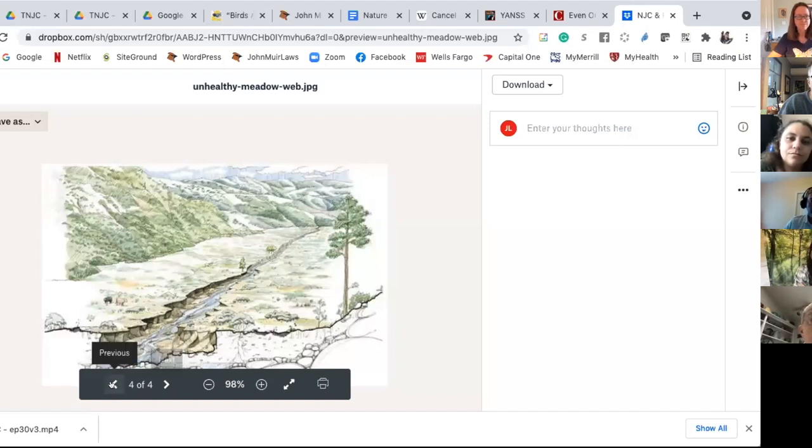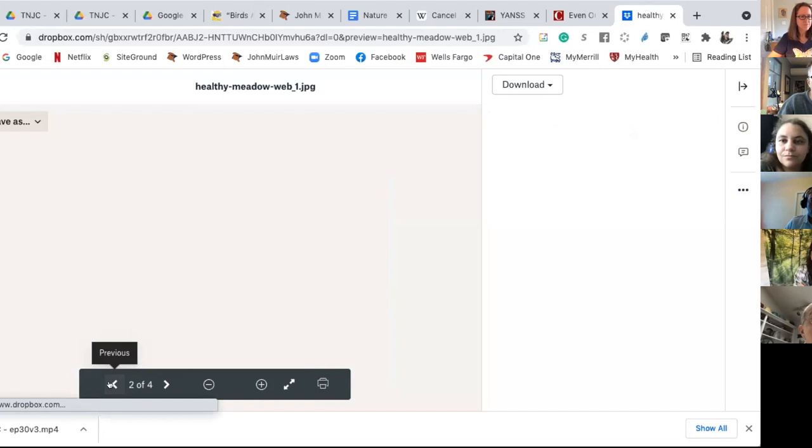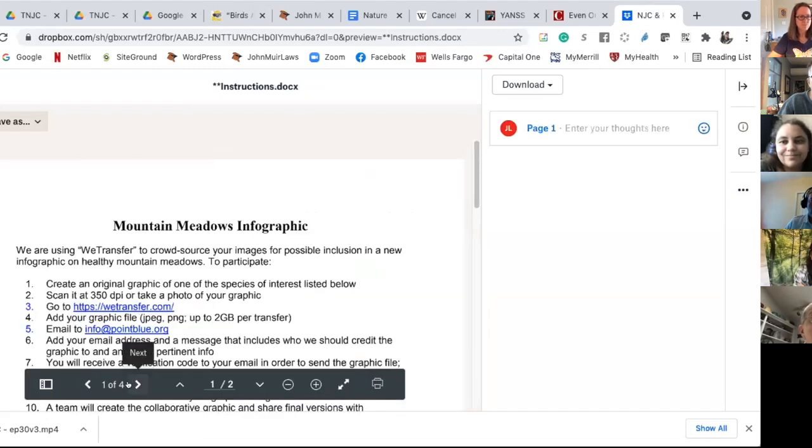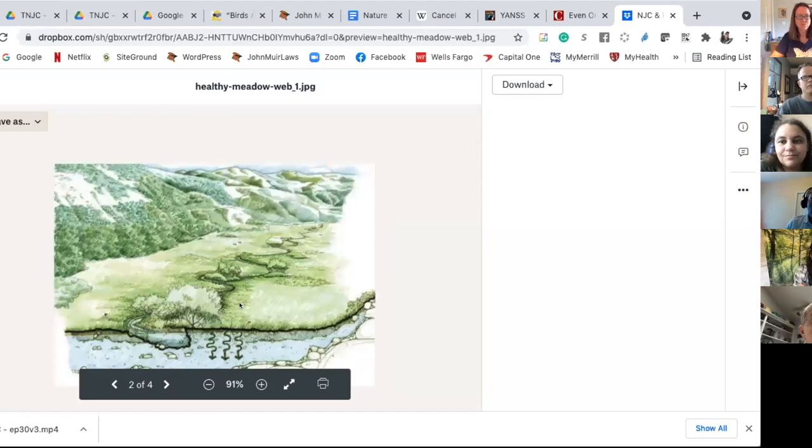And then we're going to look at how we can create a better graphic. Sort of the big picture of what's going on here is that I'm going to just do a little bit of a screen share with all of you for a moment. I'm going to go to 1 of 4. 3, 2, 1. Oh, 2 of 4.